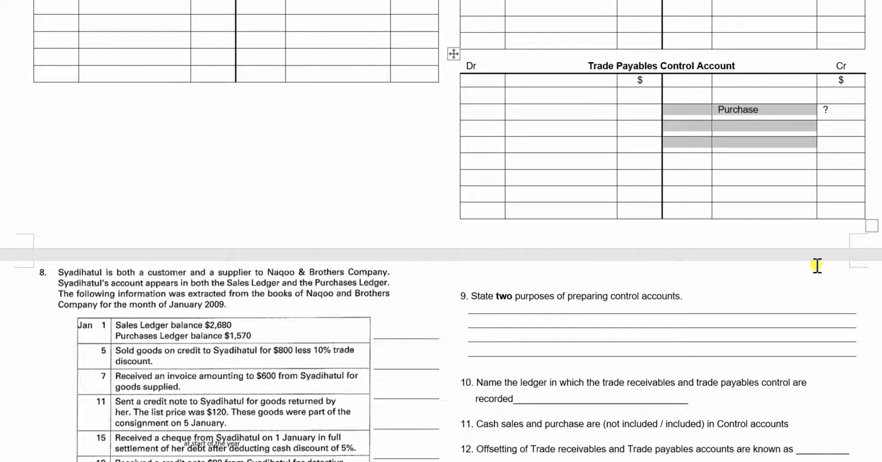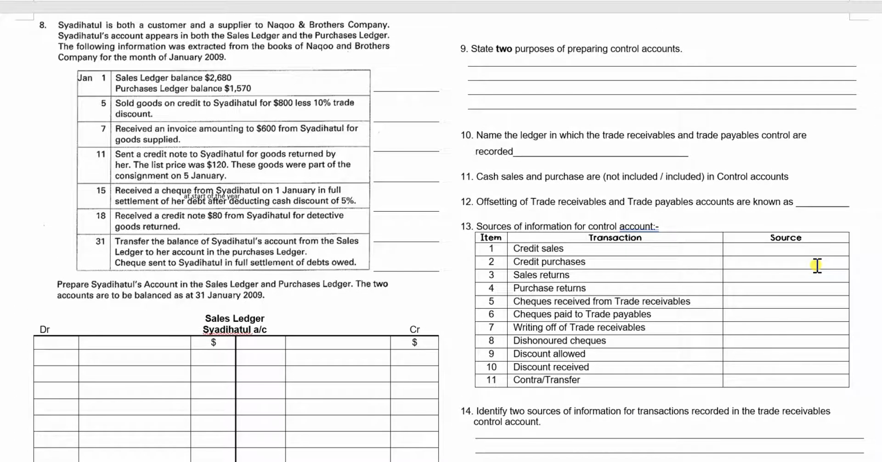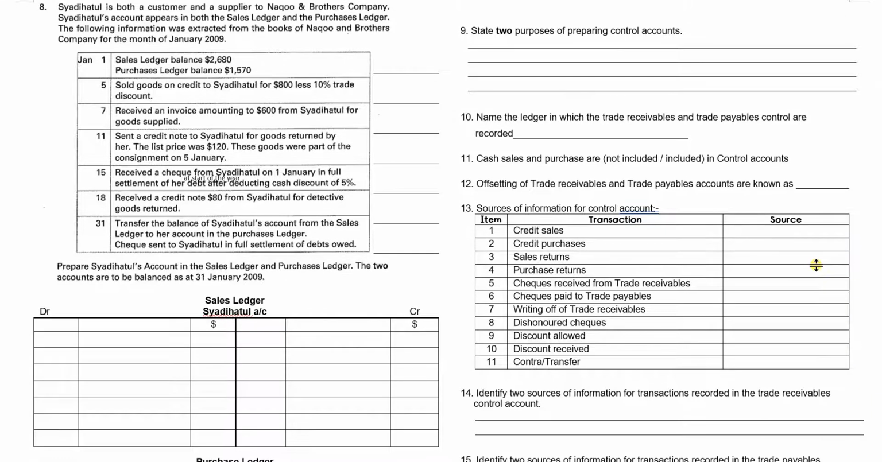Now, question 8, I like to do question 8 together. Now this one is a type of example where a person, Shadihatu, is both a supplier and a customer. So just like we have gone through the special case, when a person is both a customer and a supplier, and later on you will see the involvement of the contra entries. Okay, let's go through together.